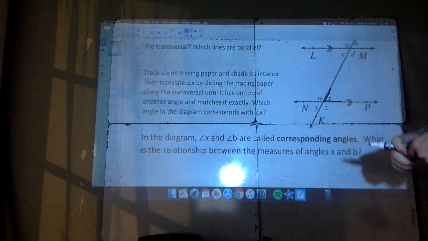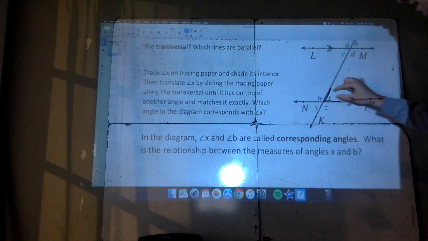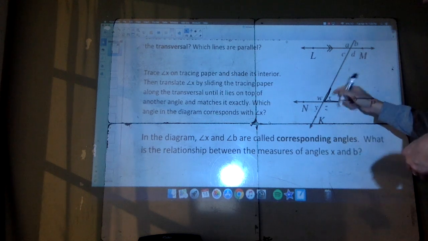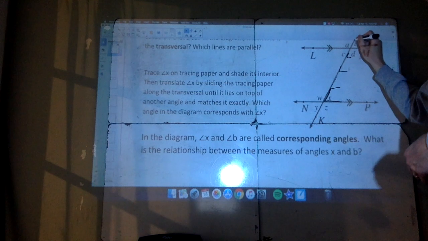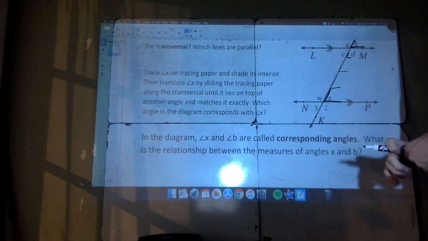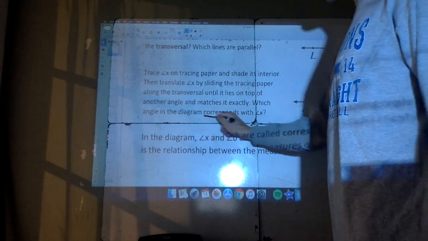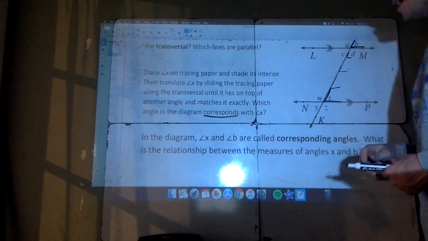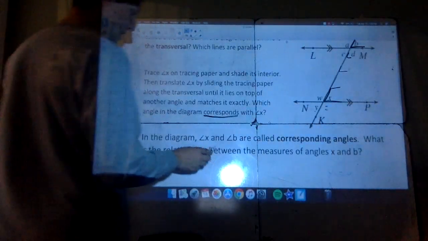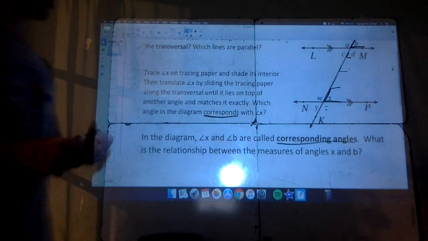And it says slide the tracing paper. So if you pretend we had a piece of paper over this, we're going to slide it up the transversal. So it's going to go up this way, and it matches to angle B. We call that it corresponds to angle B. So if you slide it up the line, it matches angle B. So in the diagram, angle X and angle B are called corresponding angles.